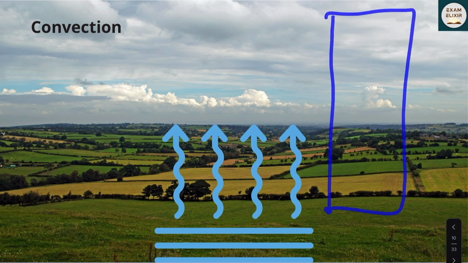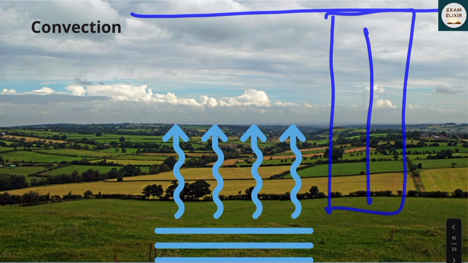This is the layer of the troposphere. For example, let's say this is the tropopause. Then what happens here? As you go up, the temperature of the air decreases, right? The temperature of this air is highest.